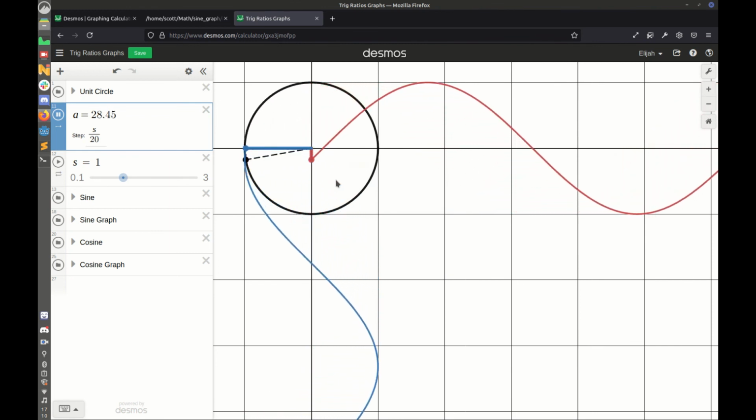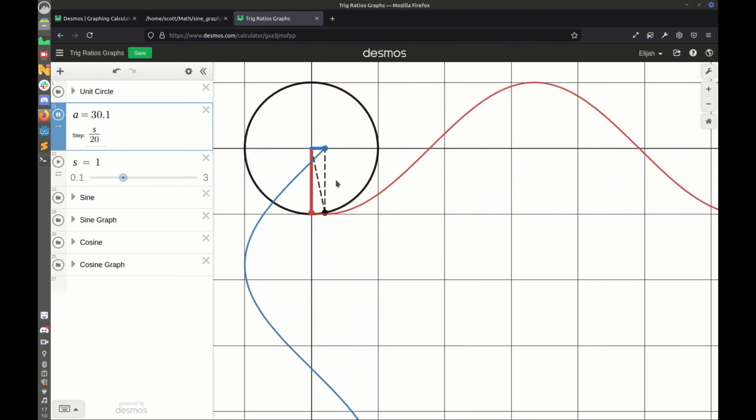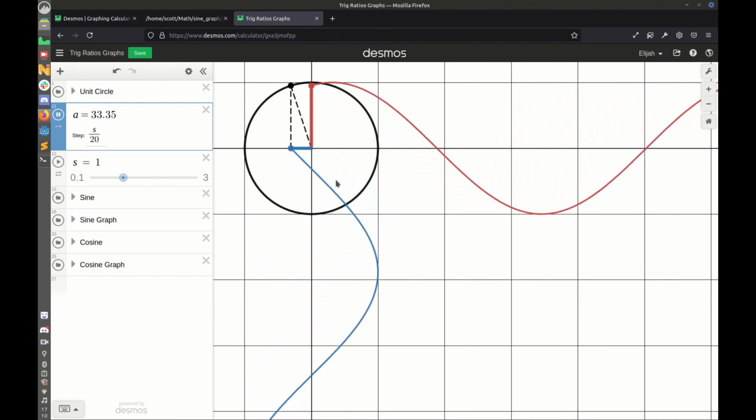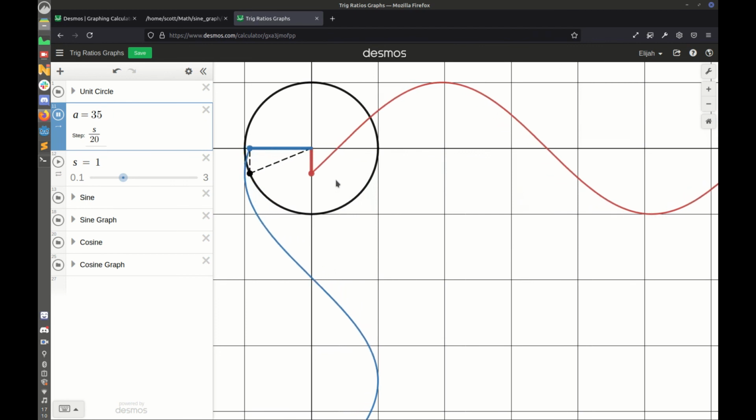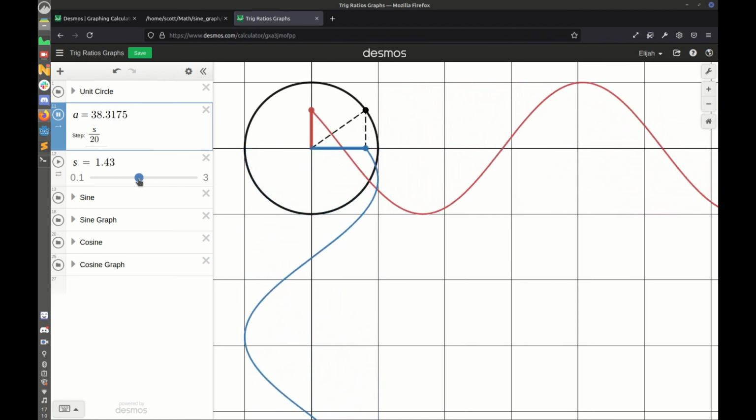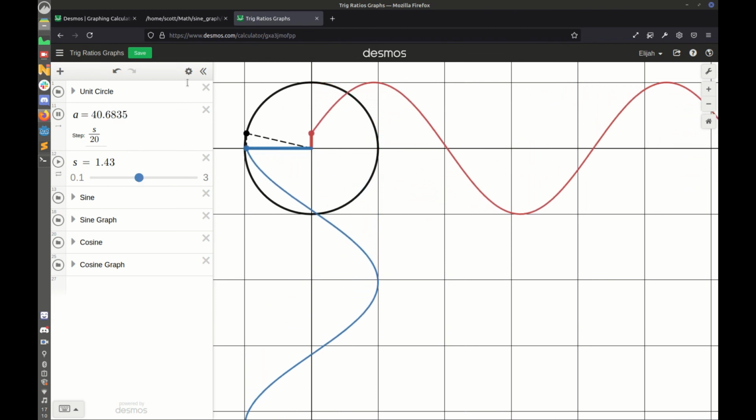I really hope that this video has helped you guys to get a better feel for how sine and cosine work. In the next part, we will be going over my favorite part of sine and cosine, how they change when we change the speed of the circle's rotation.